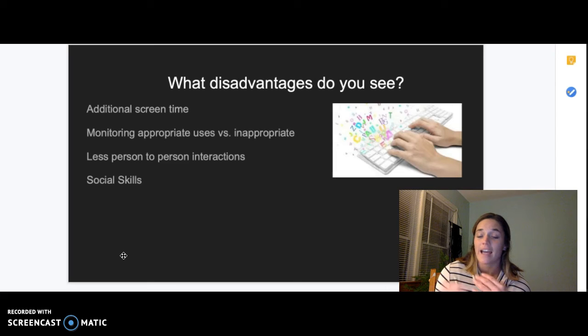And that kind of goes hand in hand with the social skills, because they're doing that at home all the time. And if they are given that in the classroom, they're lacking those skills, those face-to-face things that they need. And then also trying to monitor them. I know students are always wanting to be on YouTube, and there's so many things on YouTube that are not school appropriate. So just trying to keep that in mind.